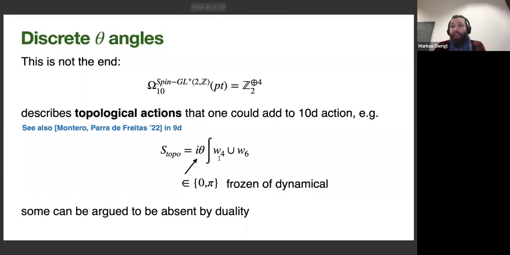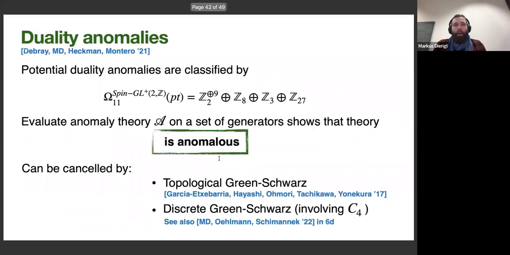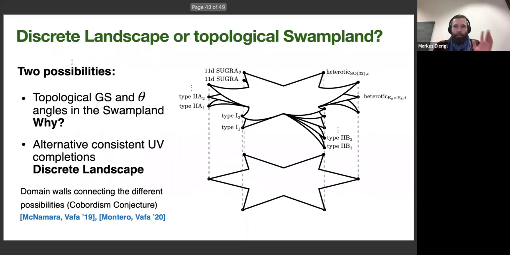Okay, so in dimension 10, those things are also interesting. They classify topological actions related to theta angles, which we don't really know whether they should be there or not. And it's an interesting debate. And in dimension 11, those things are actually related to anomalies in the duality symmetry that has been analyzed in this earlier paper by Aaron, Jonathan, Miguel, and myself, and has some interesting implications.